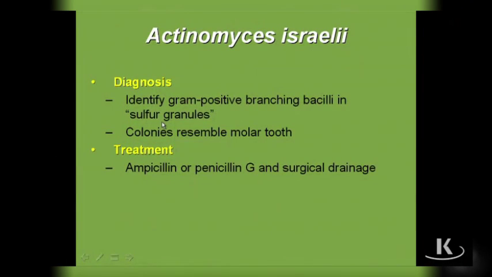All right, we're thinking diagnosis. We're going to get some of that exudate, look at it under a slide, and we're going to see those sulfur granules. We can also gram stain the organism, and we'll see those branching bacilli like I showed you earlier. And what else is interesting is if you grow Actinomyces in culture for a week, the colonies actually look like one of your molars. So it looks like a molar tooth. That's very diagnostic as well.